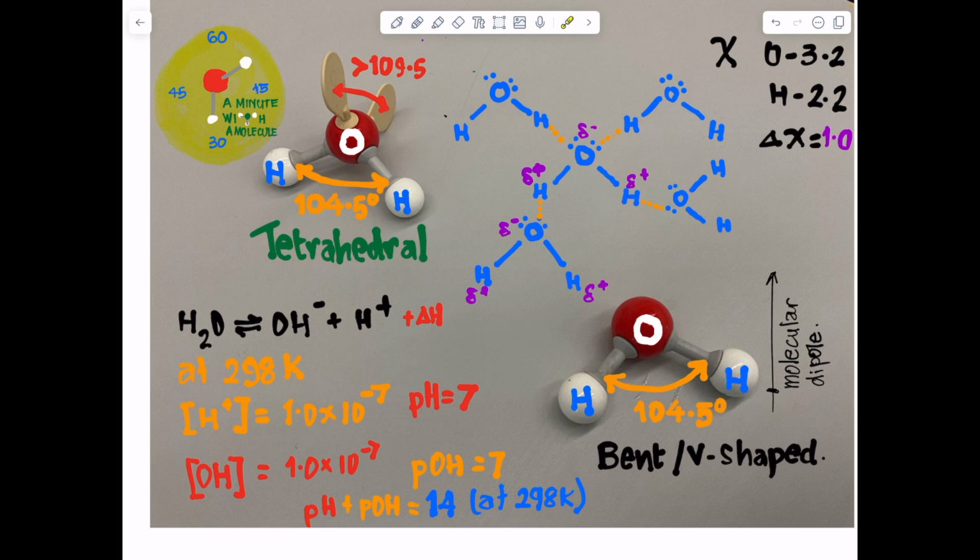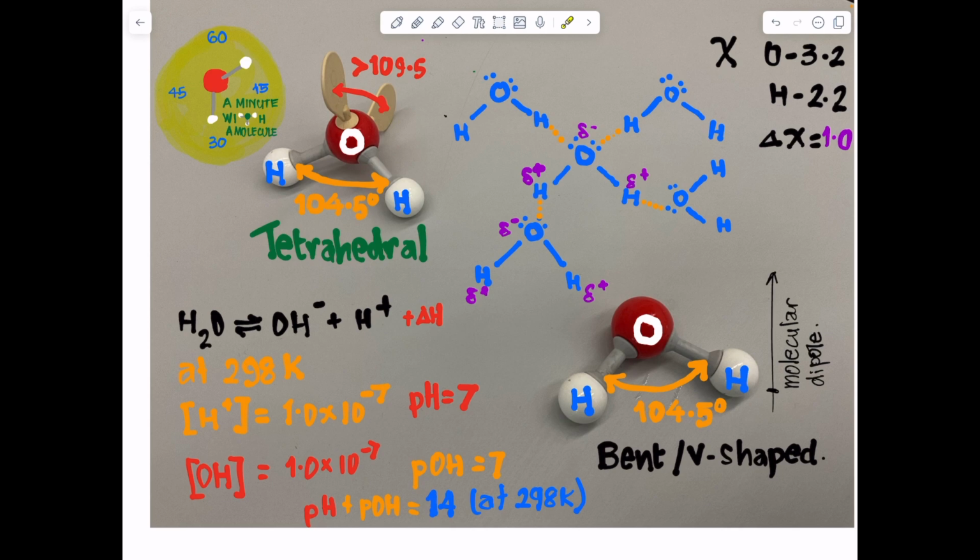The water molecule, of course, is well known for its hydrogen bonding. The term hydrogen bonding is an exclusive type of an intermolecular force reserved for fluorine, oxygen, and nitrogen. In our last episode, we featured nitrogen.